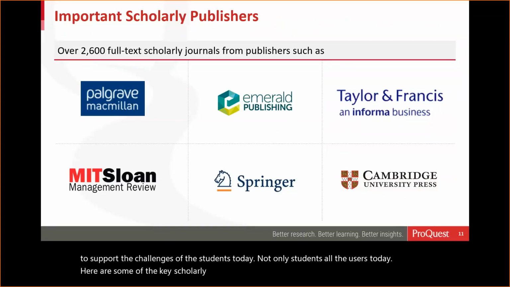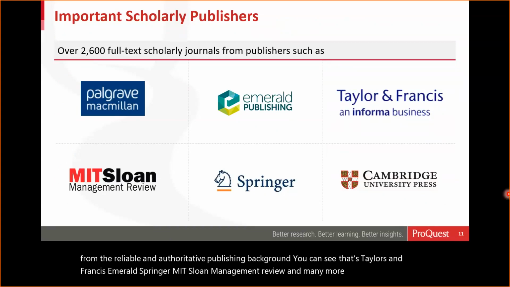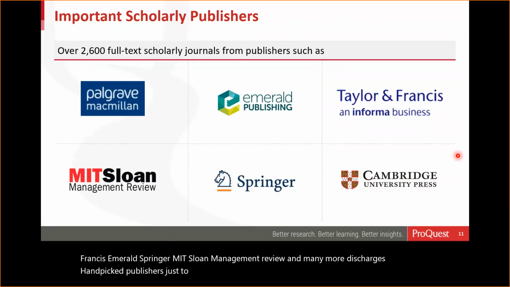Okay. Here are some of the key scholarly publishers. So you can see these are publishers that all come from a reliable and authoritative publishing background. You can see Taylor & Francis, Emerald, Springer, MIT Sloan Management Review, and many more. These are just handpicked publishers, just to have a view on the publishers list basically.